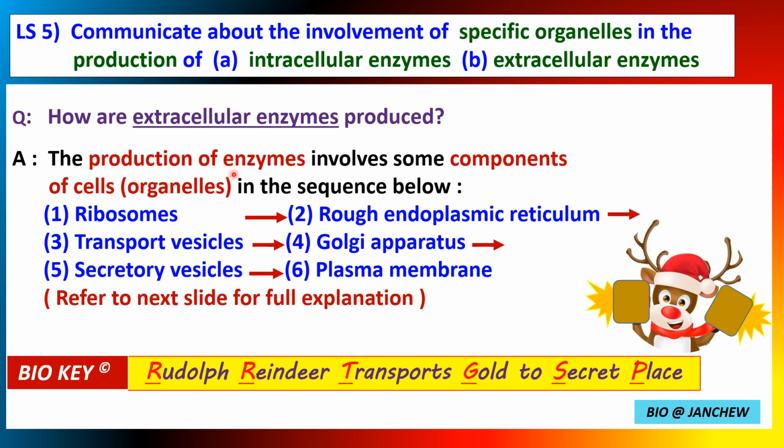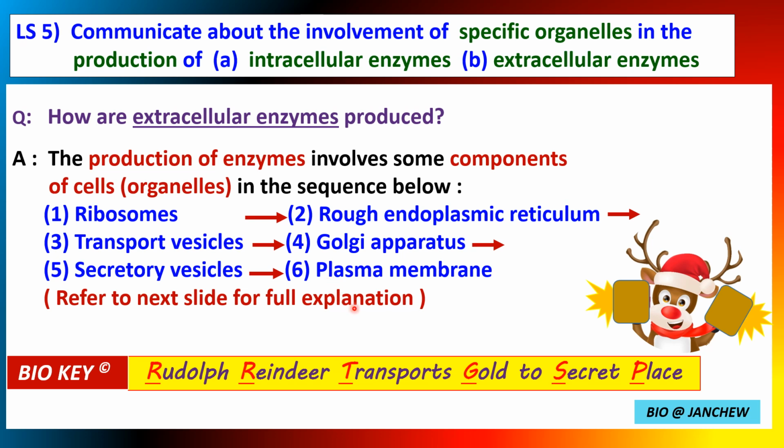The production of the extracellular enzymes involves some components of cells, or organelles, that are used in the sequence below. First, the ribosomes will synthesize or produce the proteins. Next, the proteins are transported by the rough endoplasmic reticulum, which then forms transport vesicles to transport the proteins to the Golgi apparatus. In the Golgi apparatus, the proteins are modified and then enclosed in secretory vesicles, which move to the plasma membrane and secrete the enzymes out of the cells.